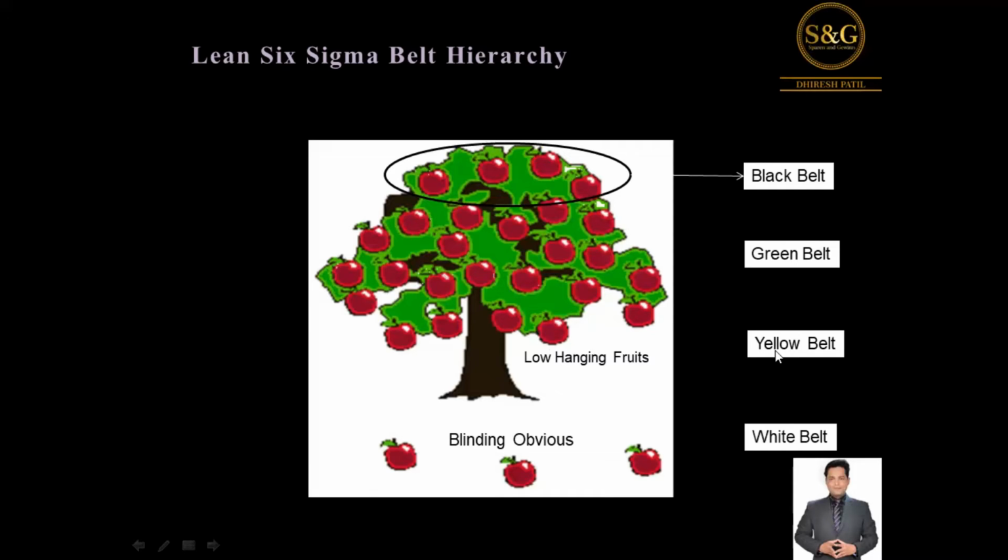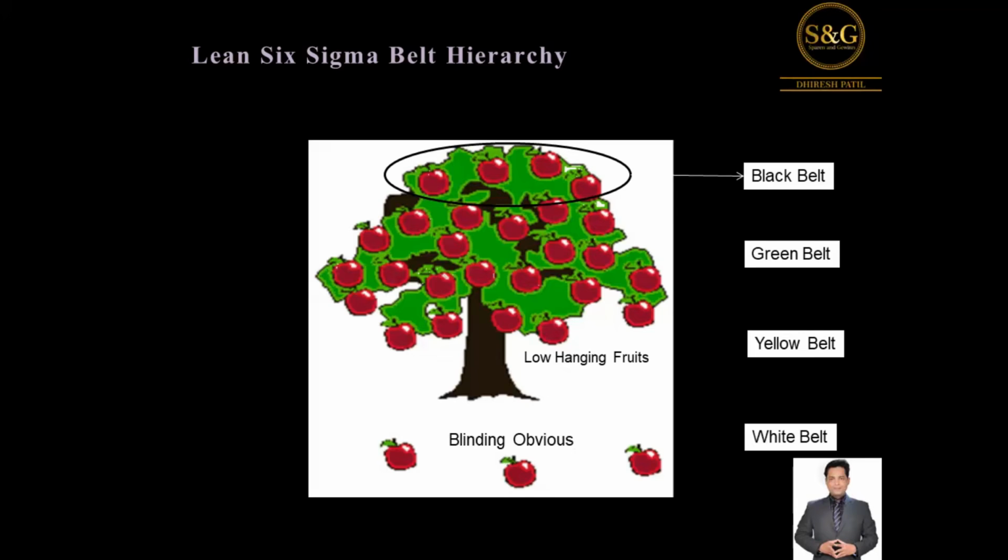Now in yellow belt also the DMAIC methodology is used, plus there are certain tools we use in the DMAIC methodology which can be applied by the practitioners, and some smaller problems can be solved in their own processes. So yellow belts are expected to support green belts and do some smaller improvement projects like Kaizen projects.